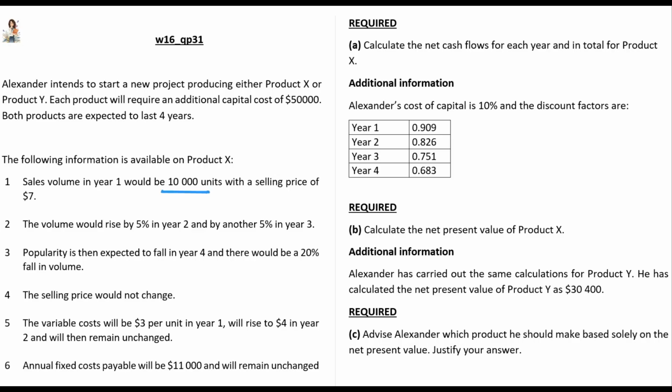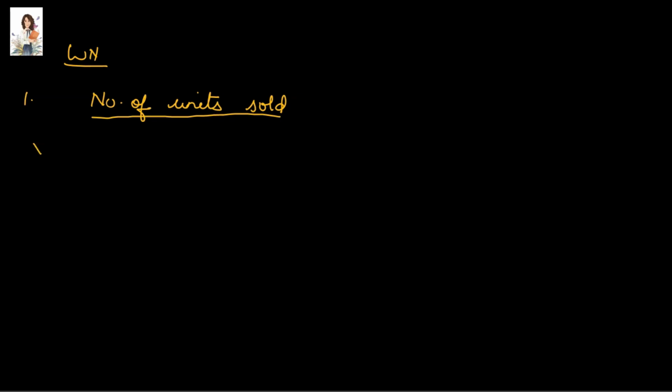In year 1, 10,000 units are sold. In year 2, there is a rise of 5% in the number of units sold. And then there is a further rise of 5% in year 3 in the number of units sold. In year 4, there is a fall of 20% in the number of units sold. So let us record this in our working note. In year 1, it is expected that 10,000 units will be sold.